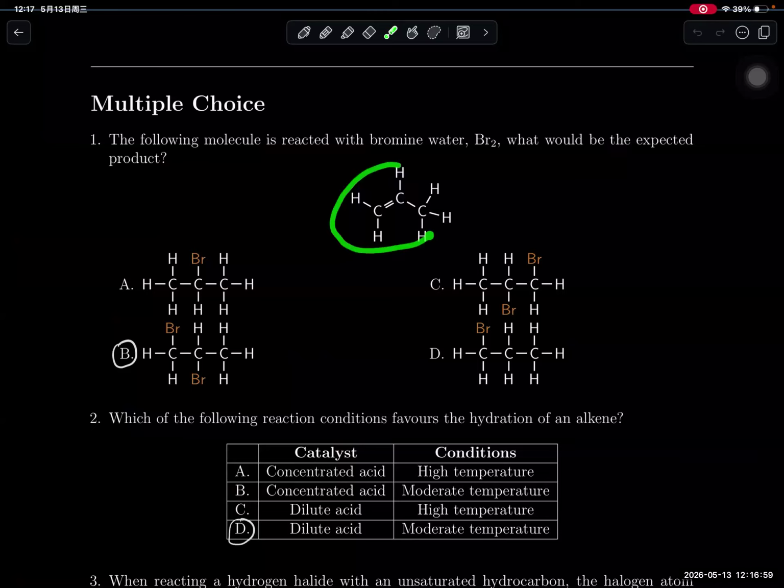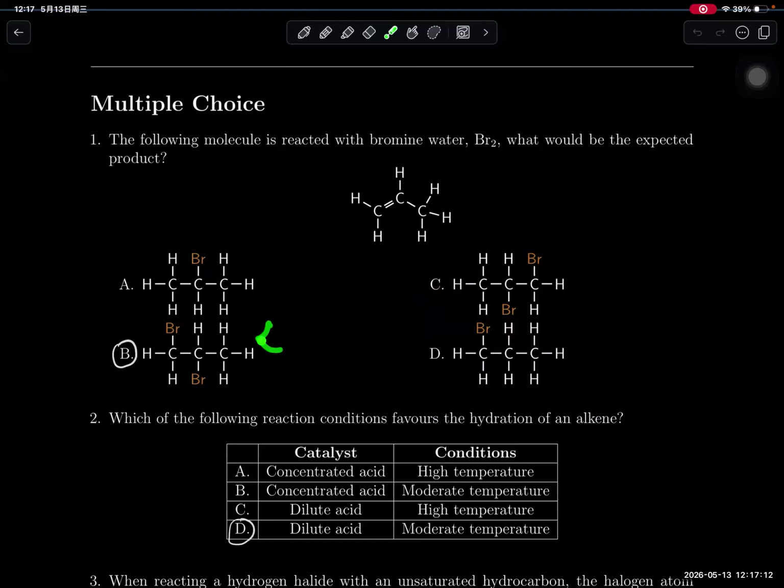Okay, so we can see this is propene, and then due to the presence of the double bond, we have bromine addition, right? So B will be the right answer. You might also wonder whether C will be the right answer. I would think this is a typo for this question because B and C are just the same molecule, right?